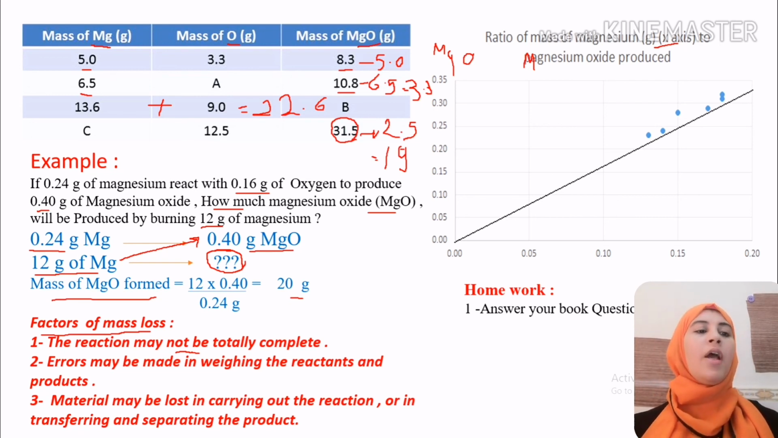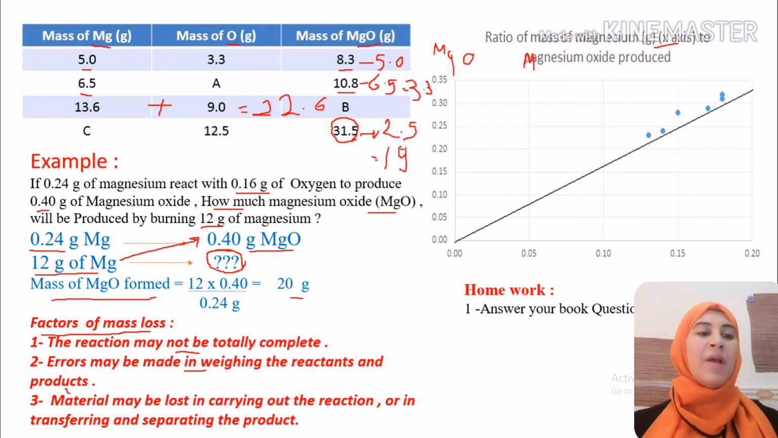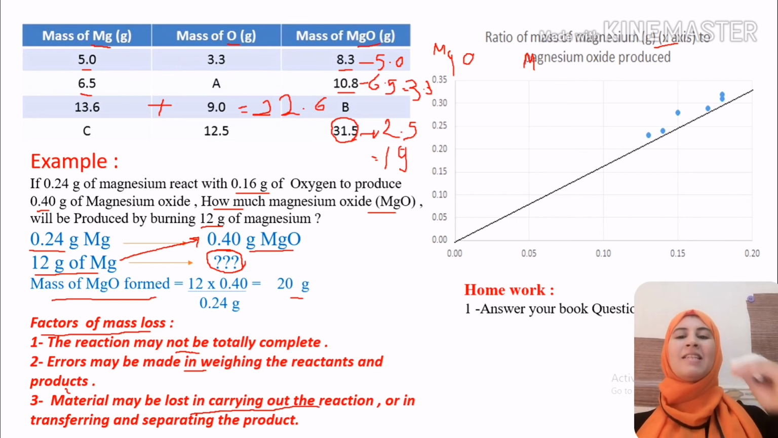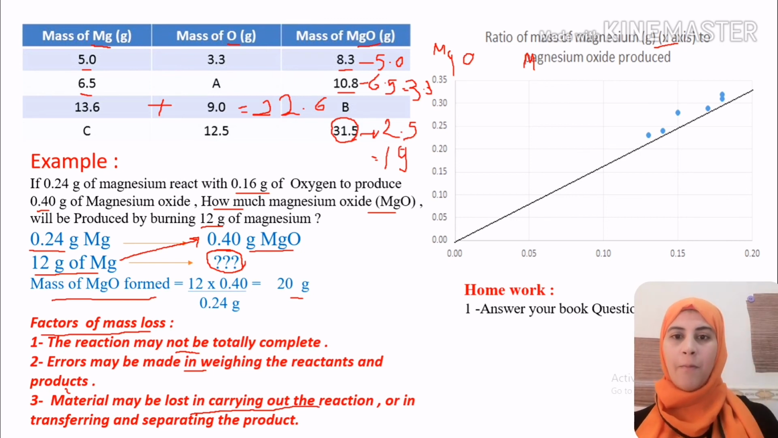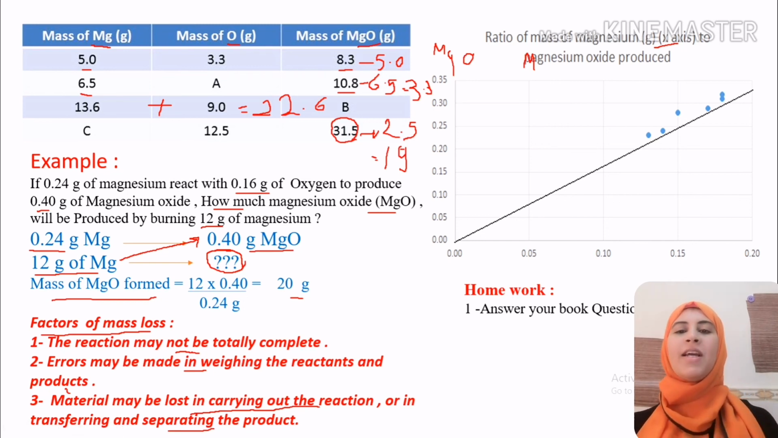Number 2, errors may be made in weighing the reactants and products. It may be. We are humans. We have some problems. We have some mistakes. Materials may be lost in carrying out the reaction, and it is the main factor of mass loss: the loss of materials in carrying out the reaction or in transferring and separating the products. In separation techniques, in purification techniques, we can lose a very large amount of our yield.